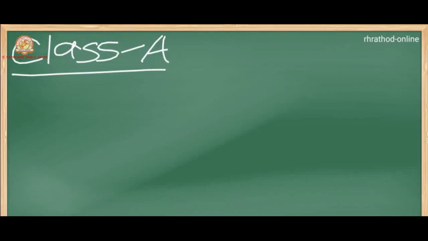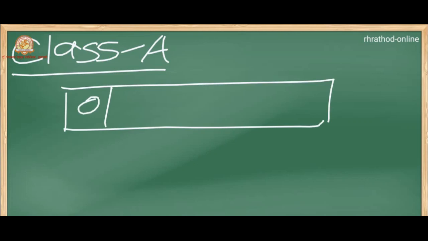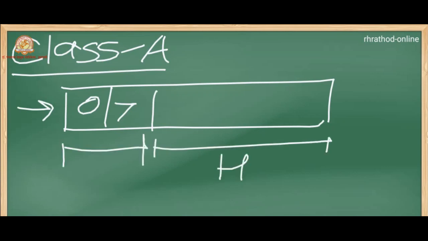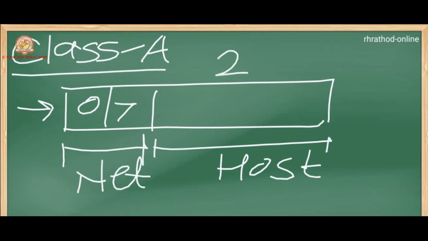Let us see the IP addressing in class A. As you know, the first 1 bit is used to determine the class to which an address belongs. This is the type of class, and 7 bits are used for network address. So this is the network address and this one is the host address. So this is net ID and this is host ID. So total networks can be 2 raised to power 7, and that is equal to 128.